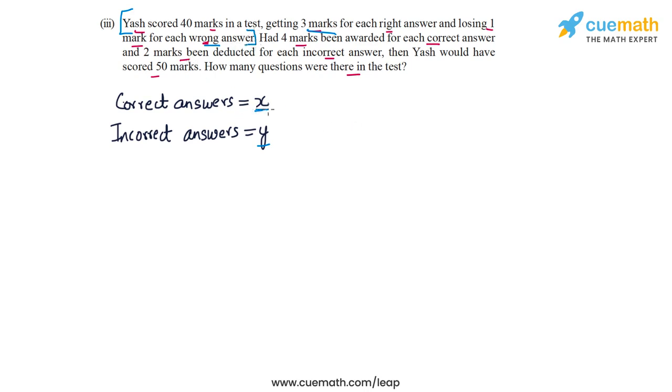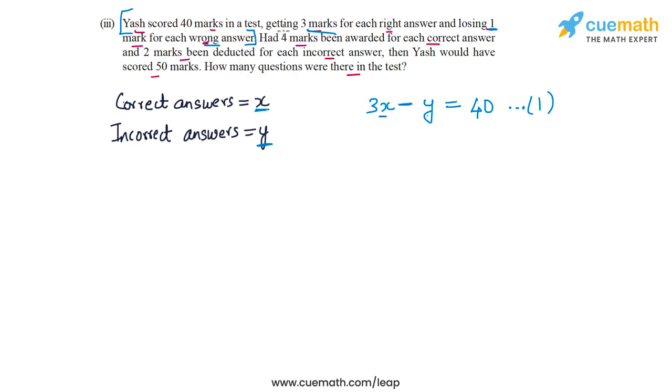Because he got x correct answers, he would have received 3x marks for his correct answers, and because he got y incorrect answers and he lost 1 mark for every incorrect answer, a total of y marks would have been deducted from his total score. So 3x minus y should be his total score, and this should be equal to 40. So this is the first equation that we get in x and y.